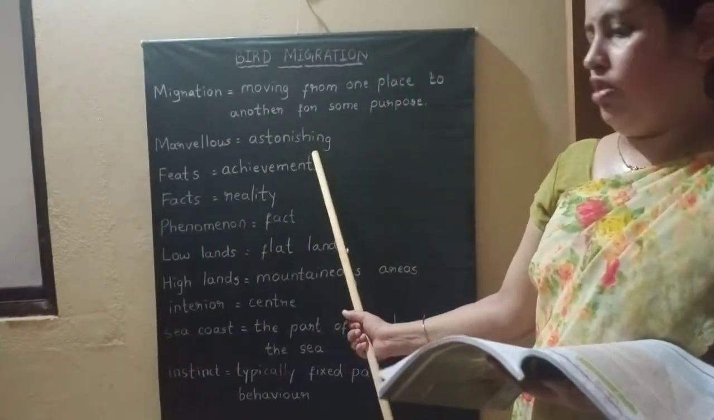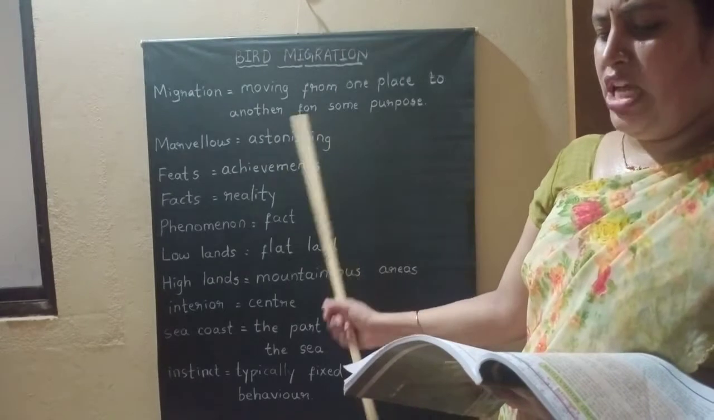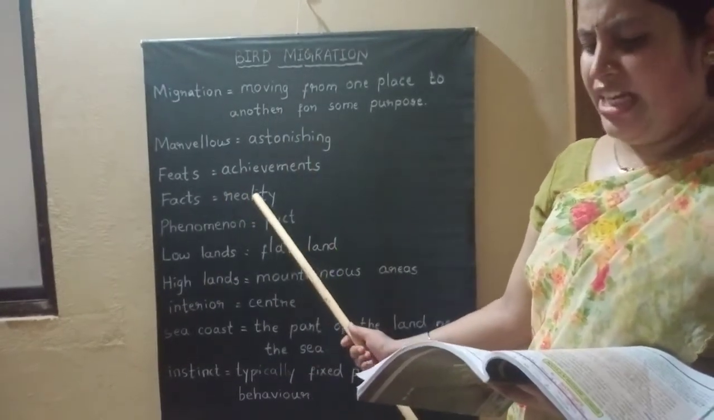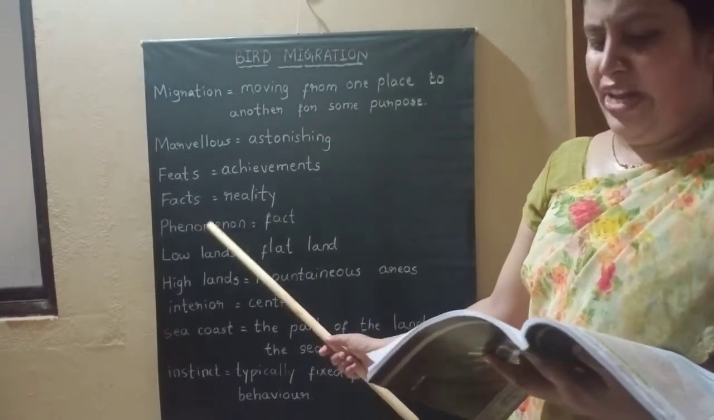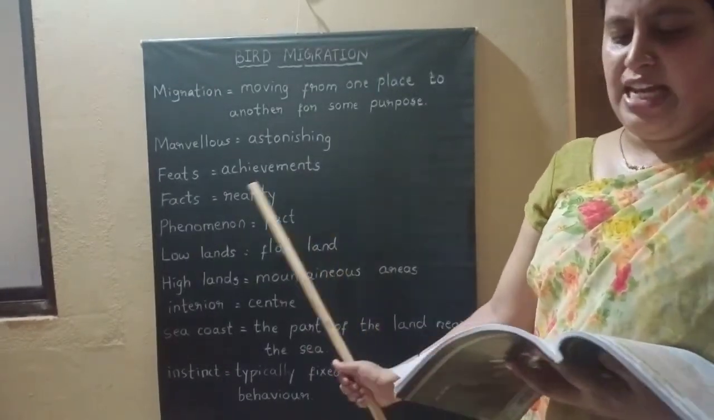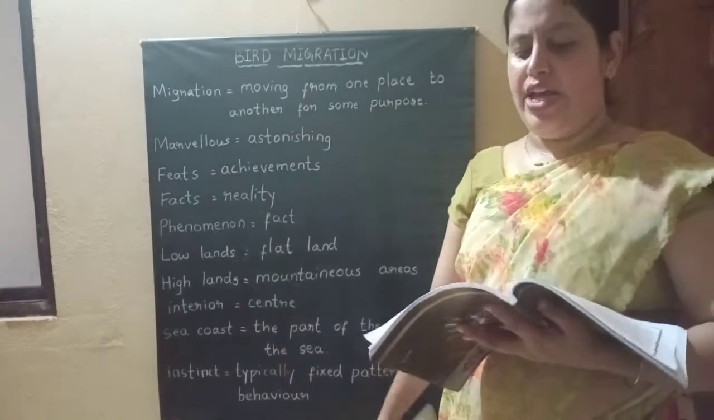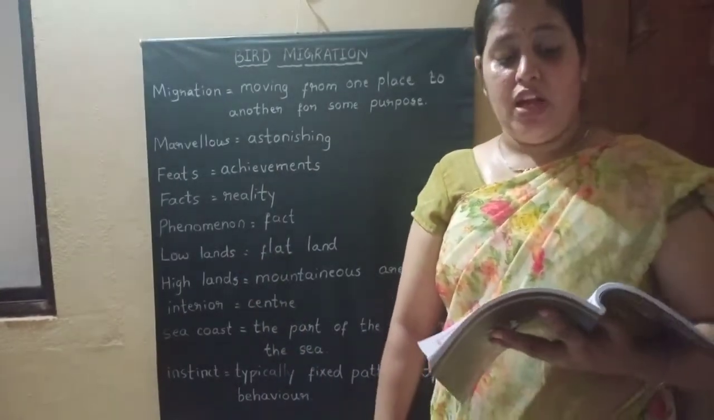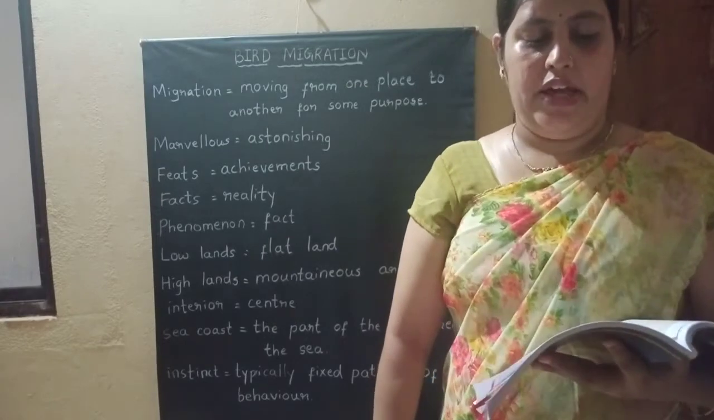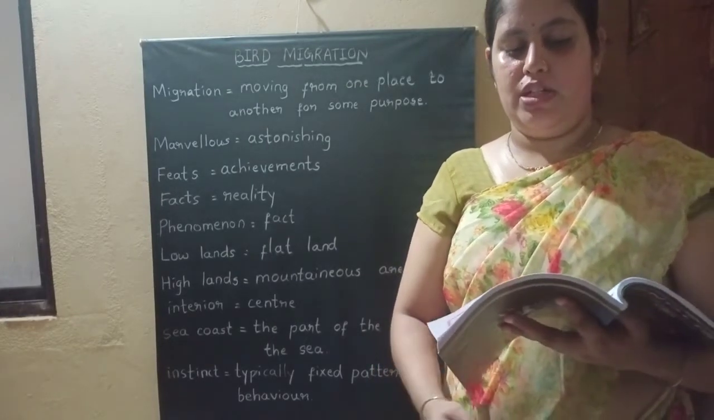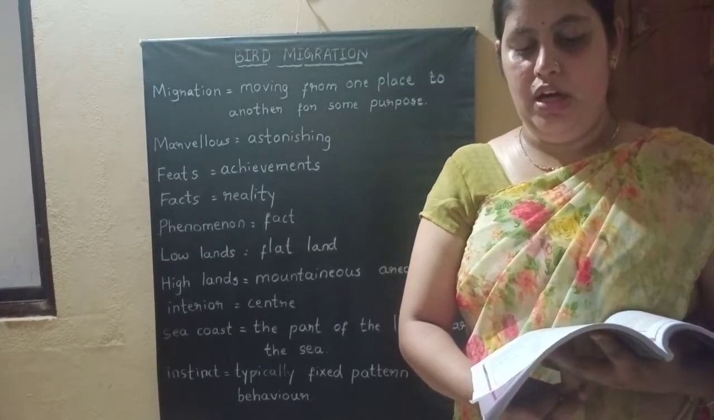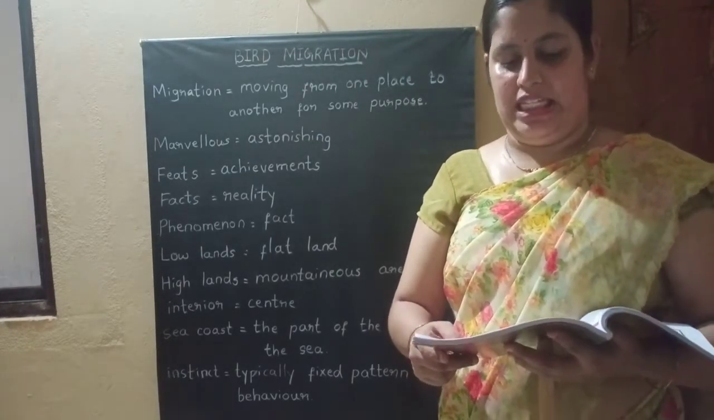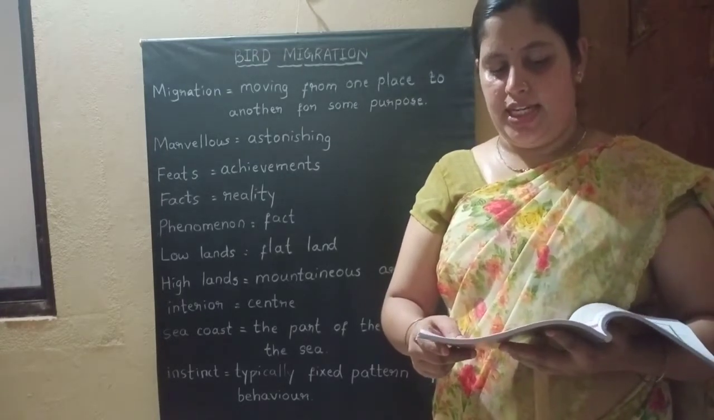Marvelous means astonishing. There are different facts related to the phenomenon. Phenomenon means fact related to bird migration. The word migration refers to the movement of birds from one place to another, from lowlands to highlands and from the interior to the sea coast.